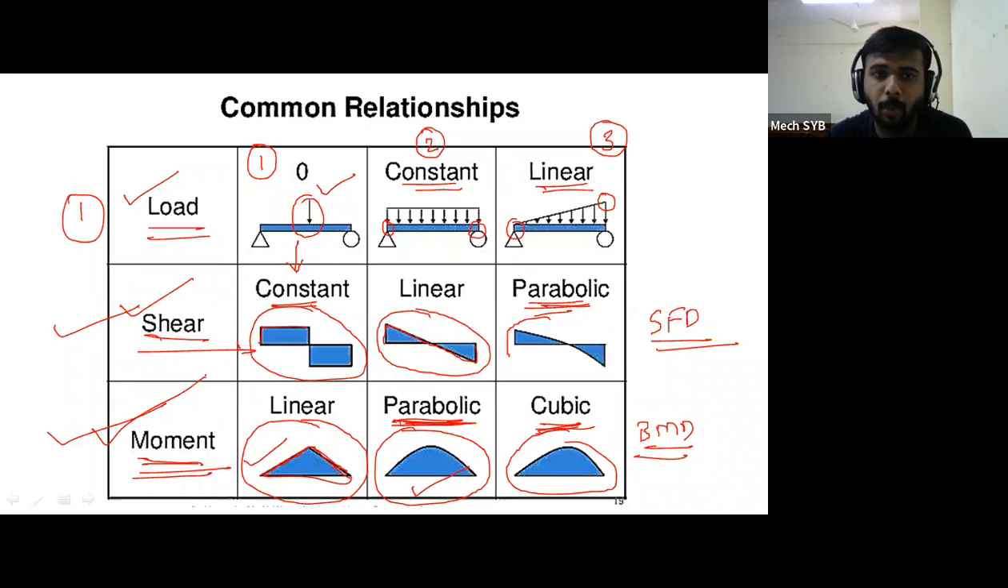Write down the type of load. पहिल्या रो मध्ये सगळे टाइप ऑफ लोड आहेत. One is point load, then UDL, then UVL. And from second row and third row, it is SFD and BMD.